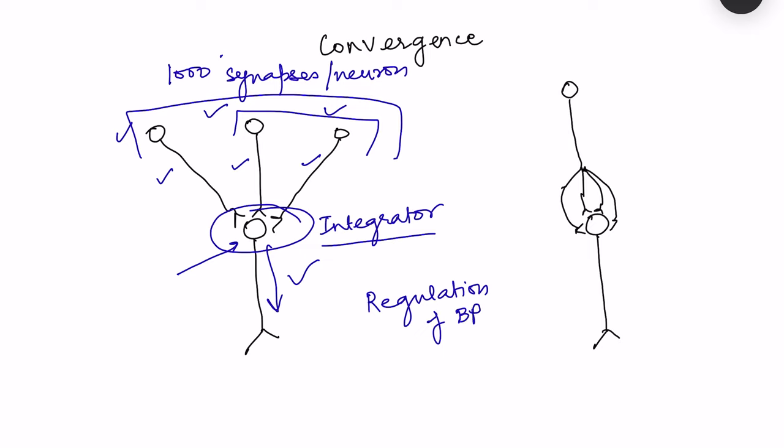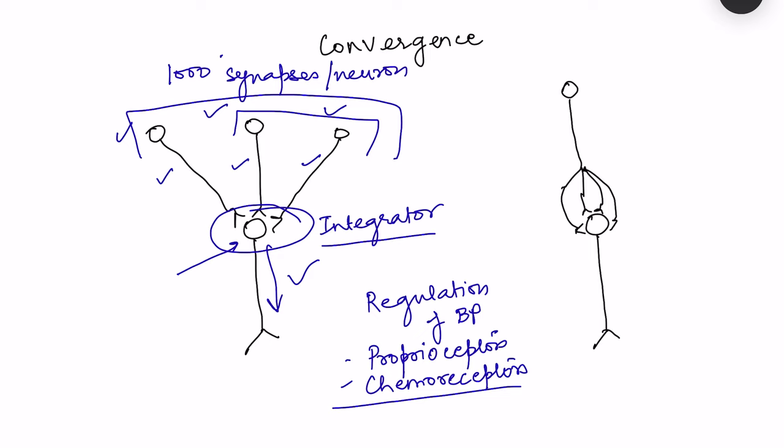But you see, the final integration also depends on the input of the proprioceptors, not only the baroreceptors, proprioceptors, then also the chemoreceptors, isn't it? What is the status of the oxygen and partial pressure of carbon dioxide in our blood? And the final response for the change in BP occurs based on the convergence of all these inputs. So that is one type of convergence, that is convergence from multiple sources. But there is another type of convergence as well.